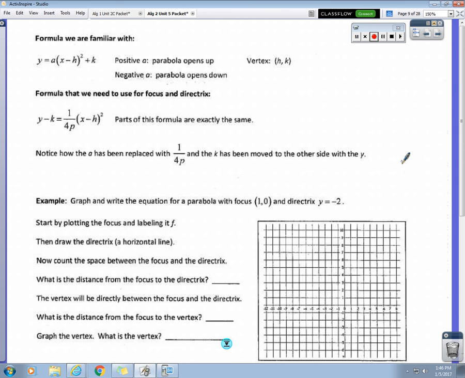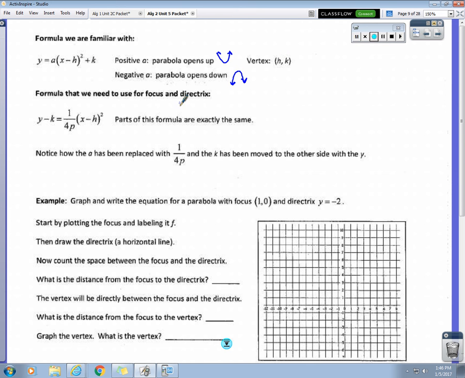The formula we are familiar with is y equals a times (x minus h) squared plus k. Remember, a positive a value means the parabola opens up, like this. A negative a value means the parabola opens down. And then the numbers in the place of h and k are the vertex.